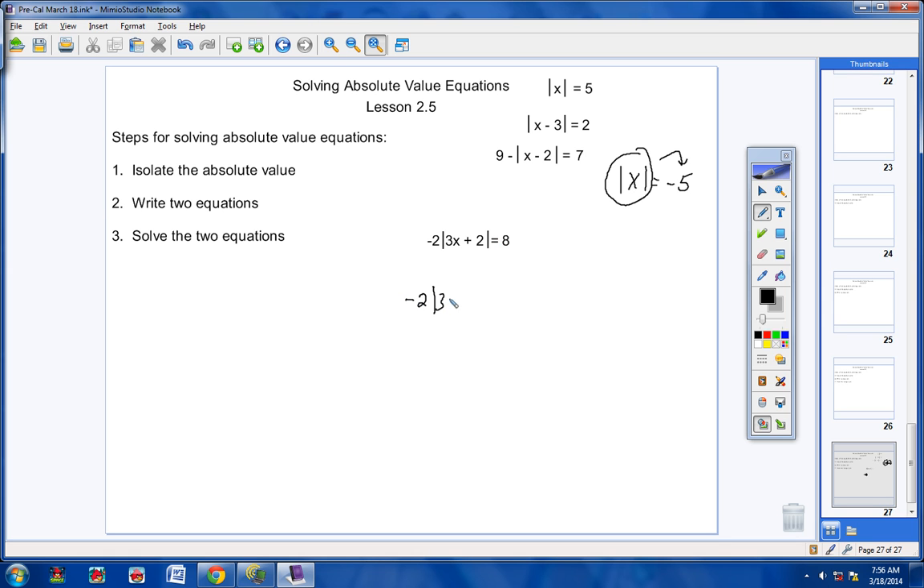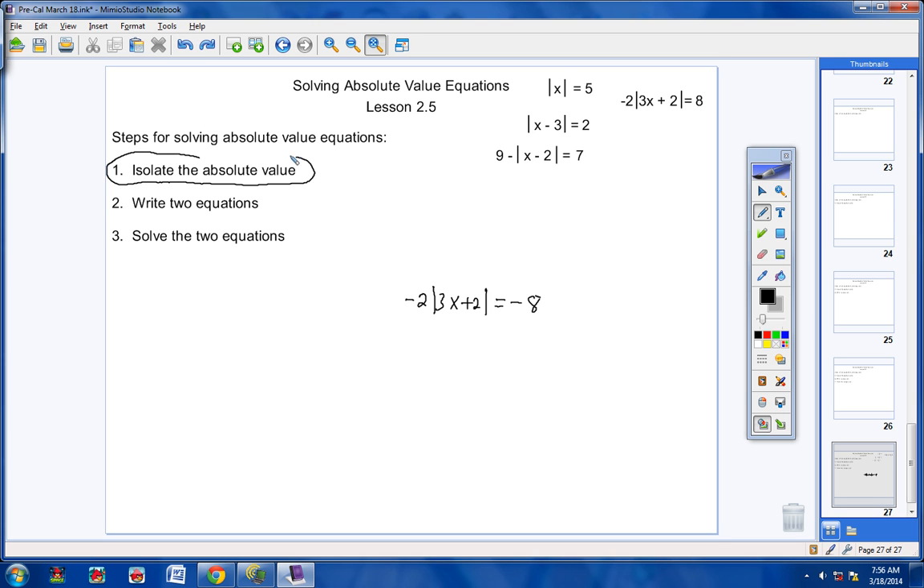Let's say the original problem looked like this. They'll see that the original problem looks like this. I just made this up. And they'll say, oh, I've got a negative number over here. So the answer is no solution. No, no, no. Always do step one first. Always do step one first.